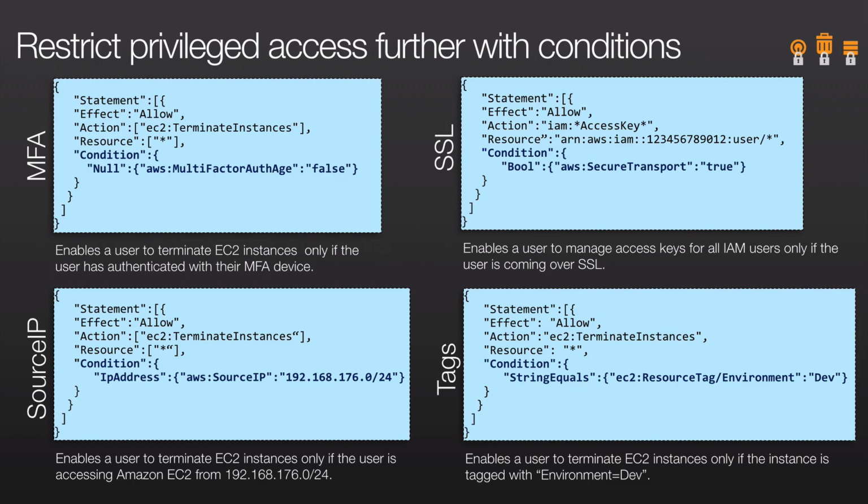And then bottom right, restricting to a specific tag. So we're allowing a user to terminate EC2 instances only if the instance is tagged with environment equals dev. It's a very common use case where you want to assign particular users access to work with resources in specific environments. You can tag the resources in those environments and use tag restrictions with conditions to limit what that user is capable of doing.